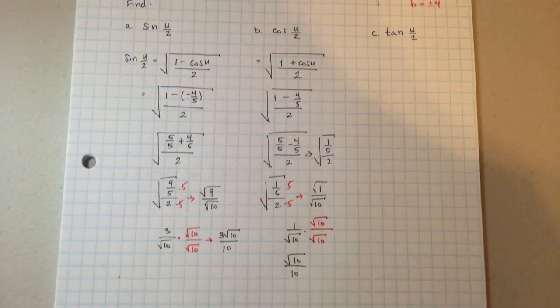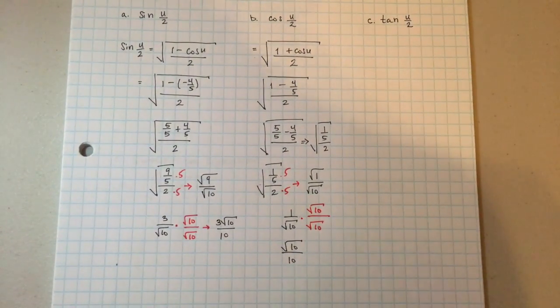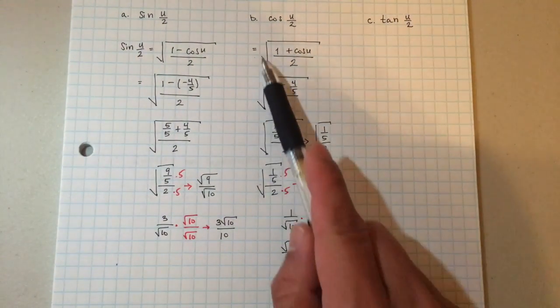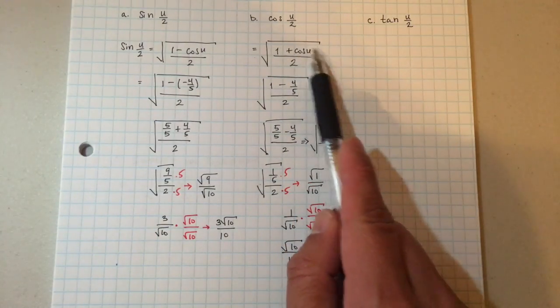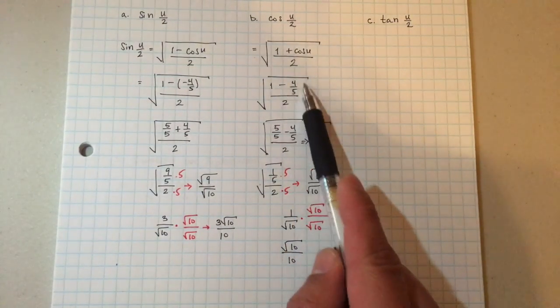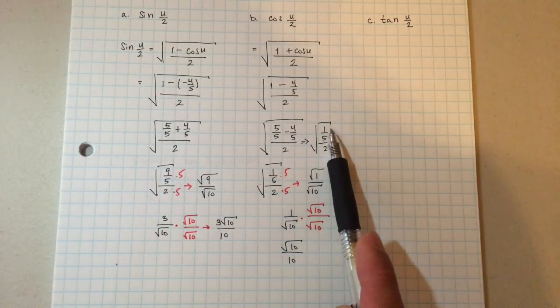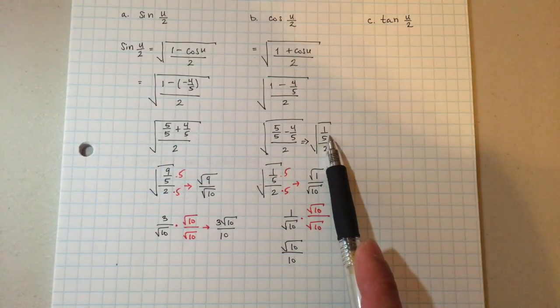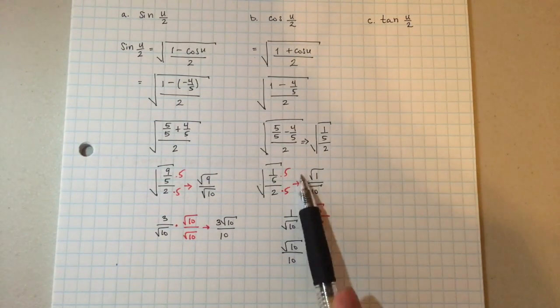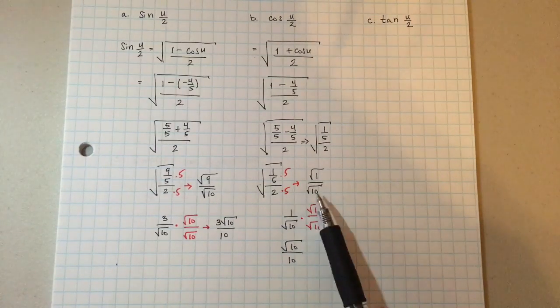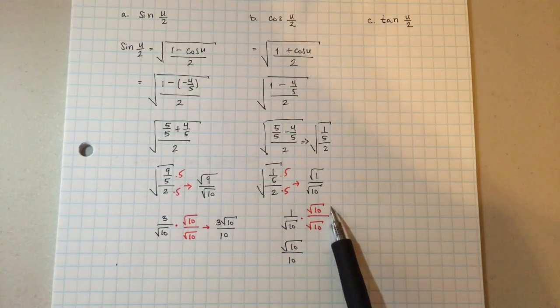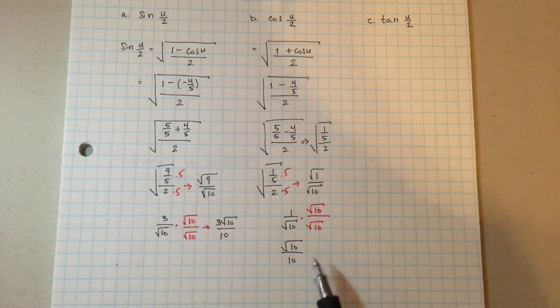Whoops, I'm sorry, guys. If you notice here, I started with 1 plus cosine of u. Cosine of u is negative 4/5. This is my 5/5. Subtract, that becomes 1/5. Now I'm going to multiply the top and the bottom by 5 just to cancel the complex fraction. 1 over radical 10, rationalize it, and there's your solution.